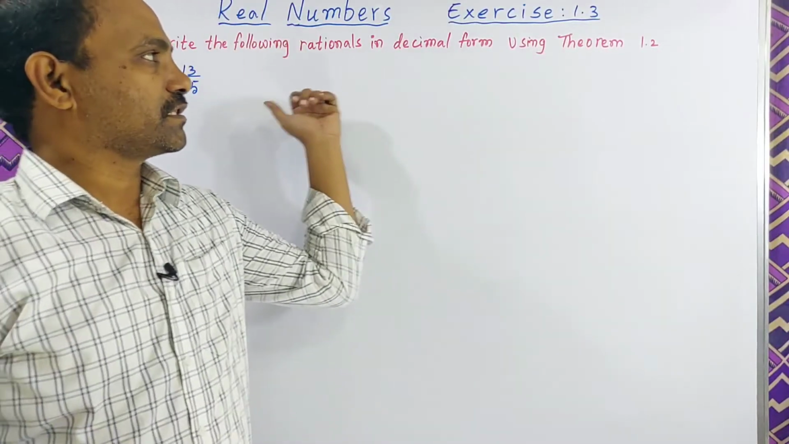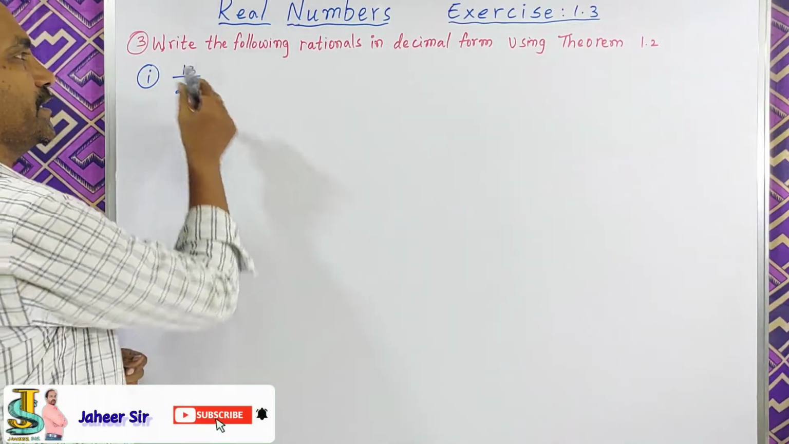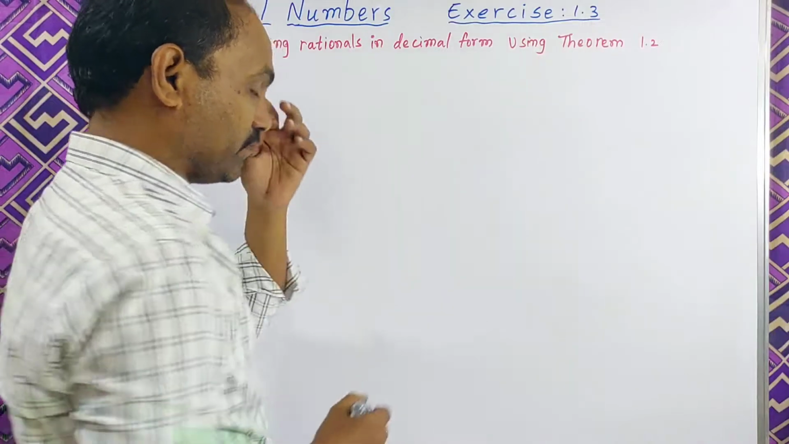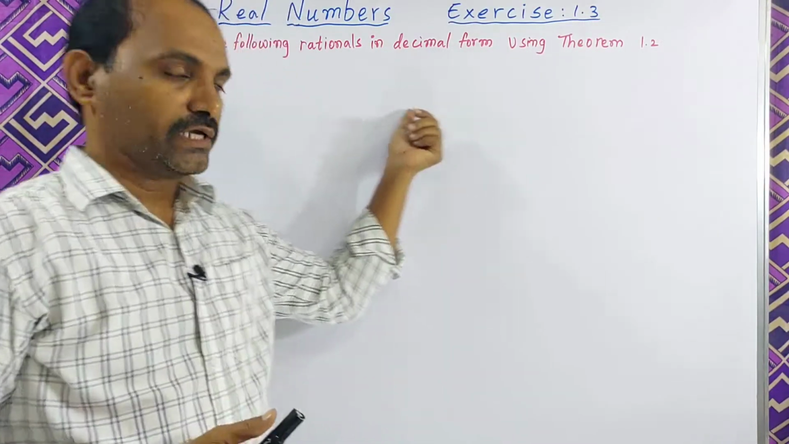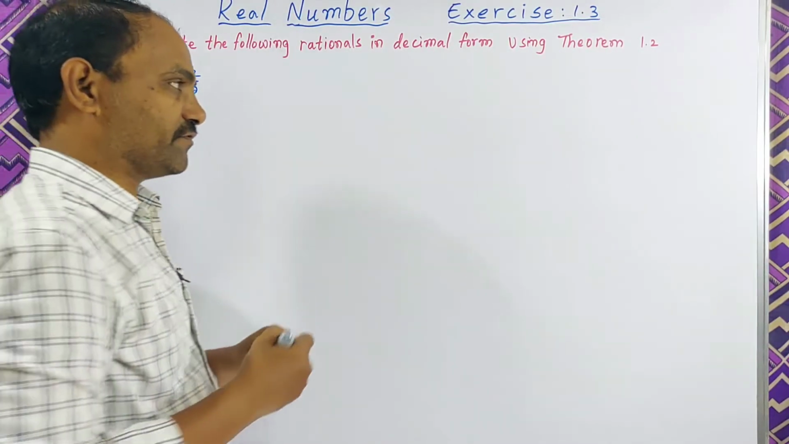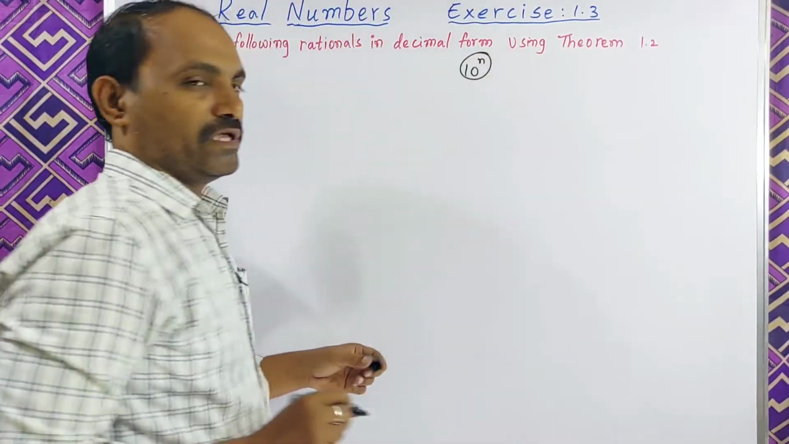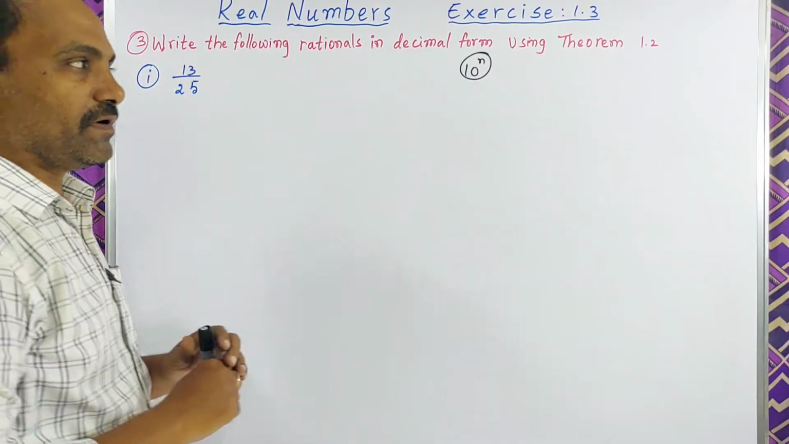Yes, let us check the third question. In exercise 1.3, write the following rationals in decimal form using Theorem 1.2. First, how can we solve this question? Here, we can change the denominator into the form of 10 power n. We can write the denominator in 10 power n form.